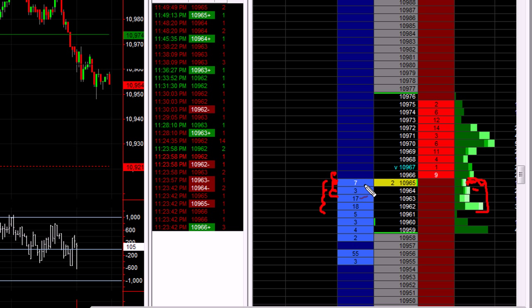Otherwise, I'll be buying a couple of hundred contracts myself right in front of him and having a stop behind him. It's just part of your arsenal. You can use it as support levels. You can use it as your key levels.